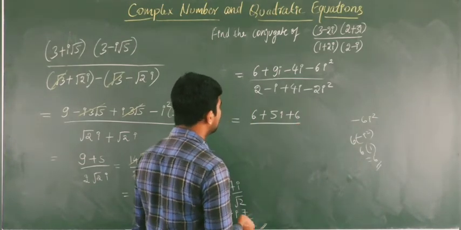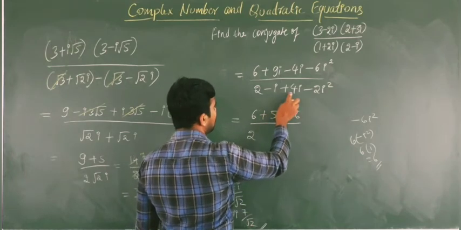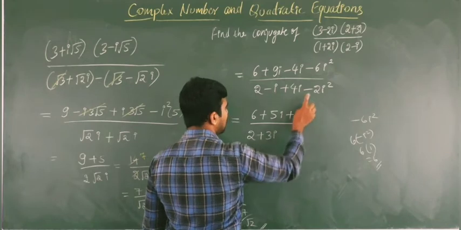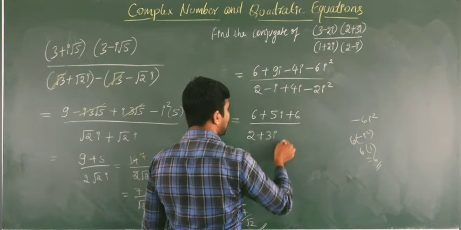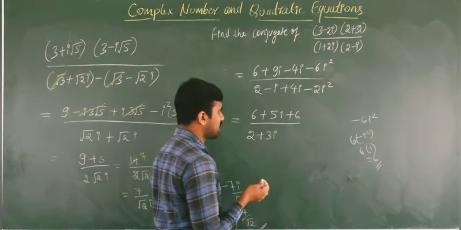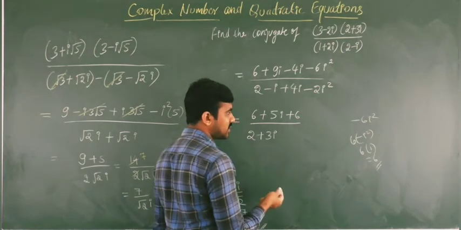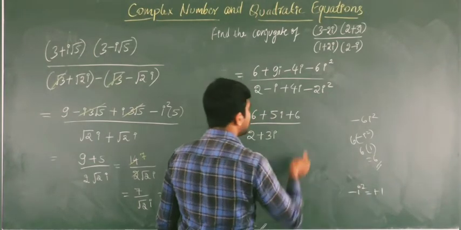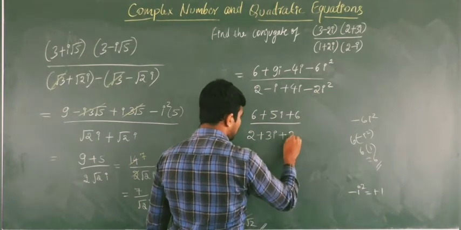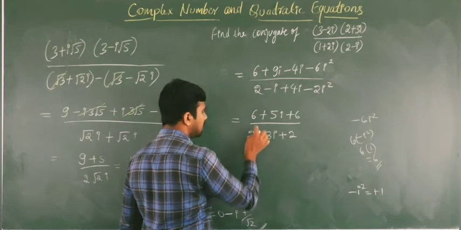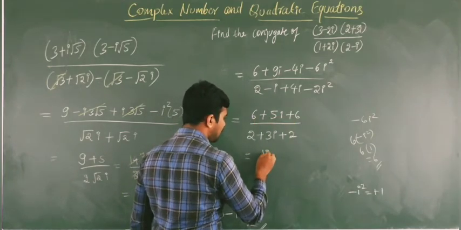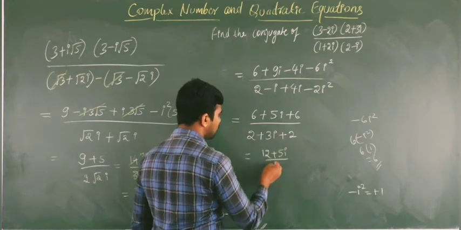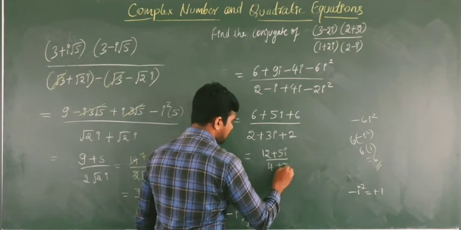Denominator: 2 minus i plus 4i, that is plus 3i, minus 2i square, or 2 into minus i square. Minus i square value is what? Minus i square is nothing but plus 1. So 2 into plus 1, that is 2 only. So we will get here 6 plus 6, 12, plus 5i divided by 2 plus 2, 4, plus 3i.